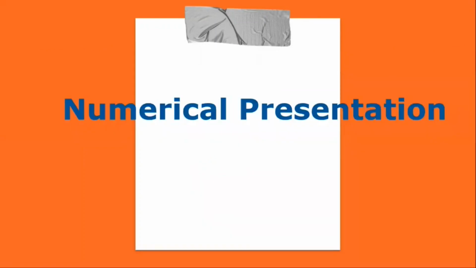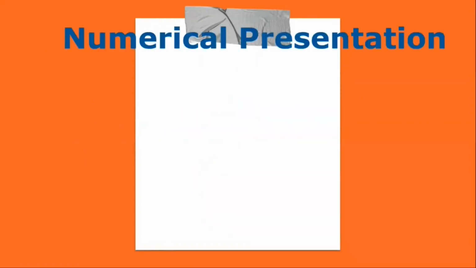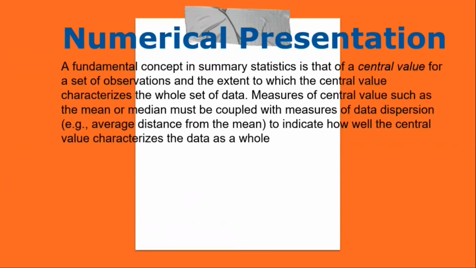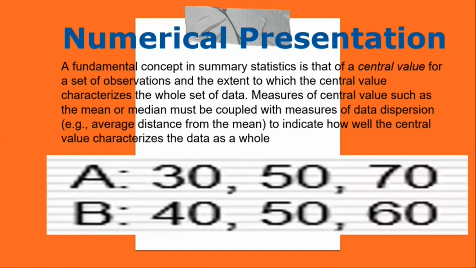Numerical presentation. A fundamental concept in summary statistics is that of a central value for a set of observations and the extent to which the central value characterizes the whole set of data. Measures of central value such as the mean or median must be coupled with measures of data dispersion, e.g., average distance from the mean, to indicate how well the central value characterizes the data as a whole. To understand how well a central value characterizes a set of observations, let us consider the following two sets of data: 30, 50, 70 and 40, 50, 60. The mean of both data sets is 50.